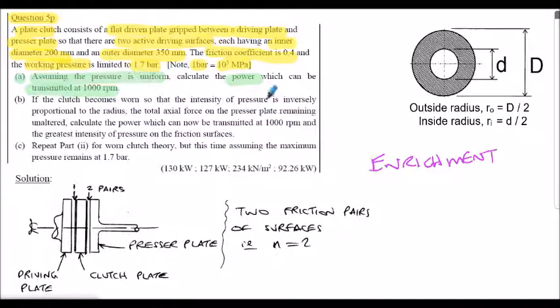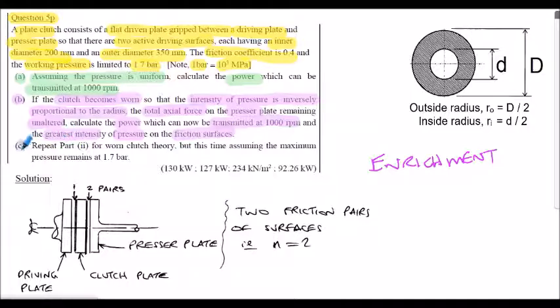In part B, if the clutch becomes worn so that the intensity of pressure is inversely proportional to the radius, in other words, that means it's constant wear, and the total axial force on the presser plate remains unaltered, we've got to calculate the power that now can be transmitted at the 1000 RPM speed, and also the greatest intensity of pressure on the friction surfaces.